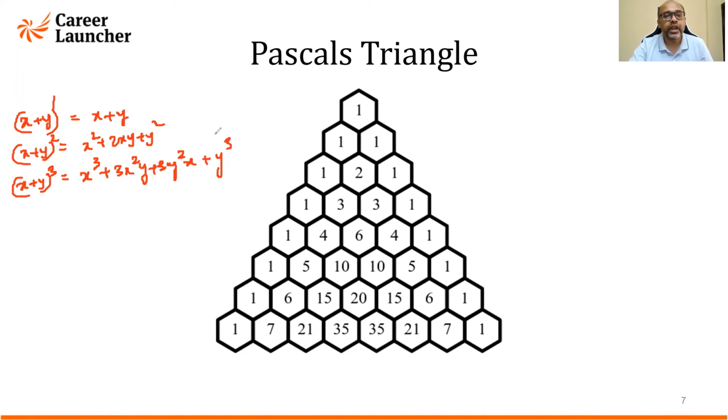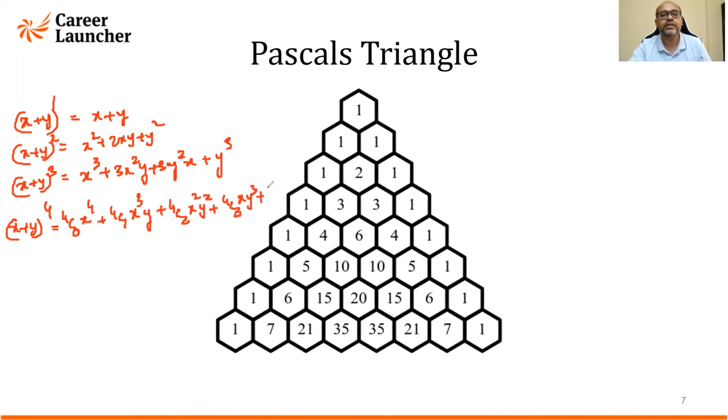plus y cube. If you write x plus y whole power 4, you can use the formula 4C0 x power 4 plus 4C1 x power 3 into y plus 4C2 x square y square plus 4C3 x y cube plus 4C4 y power 4. Now if you notice, this becomes 1, this becomes 4, this becomes 6, 4 and then 1. So it is 1, 4, 6, 4, 1. And here I'll explain what is the need of Pascal's triangle.